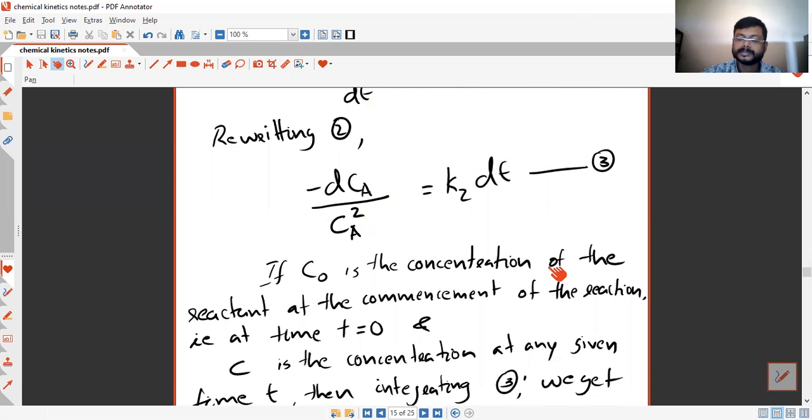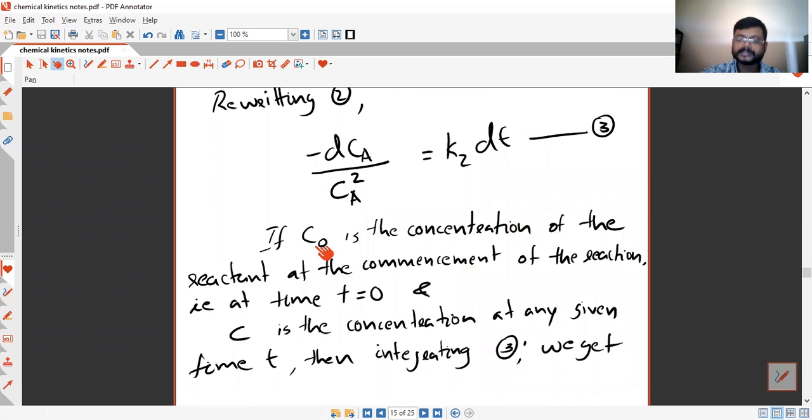As we already discussed in the case of first order reaction, we are doing the same thing here also. Let C0 be the concentration of the reactant at the commencement of the reaction, that is at time t equal to 0, and C is the concentration at a given time t. We are taking two limiting conditions, that is C0, the initial concentration, and C at the time t.